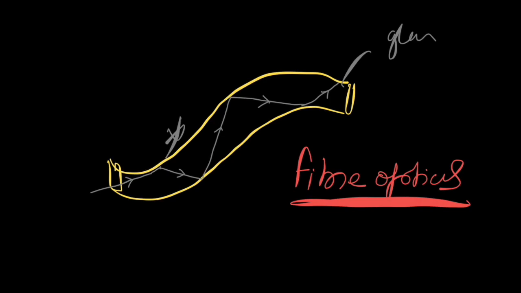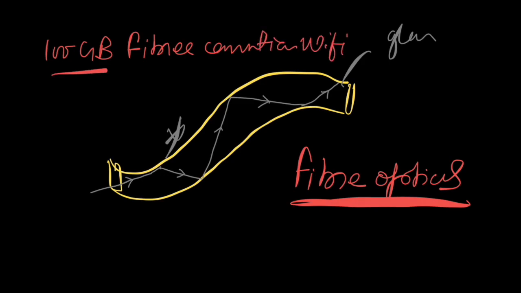Because we know that the speed of light is too much, even 3 lakh kilometer per second, that is in a vacuum. In glass, it is how much? 3 divided by 1.5, 2 lakh kilometer per second. So if we can maintain that, what will happen? We should be able to transfer, communicate our signals at light speed. So that is why we say 100 GB fiber connection, Wi-Fi. What is this? It is the same thing. They are using the light to communicate the signals of internet.